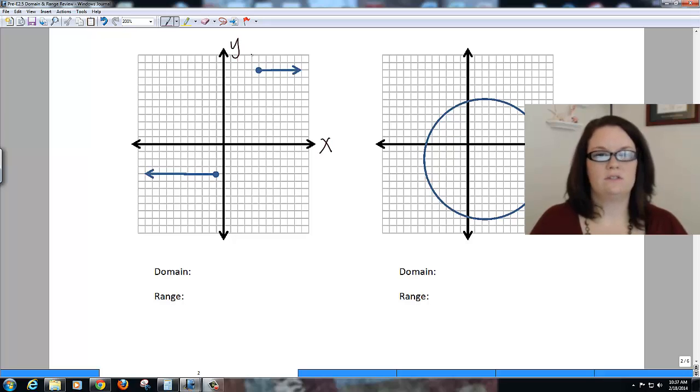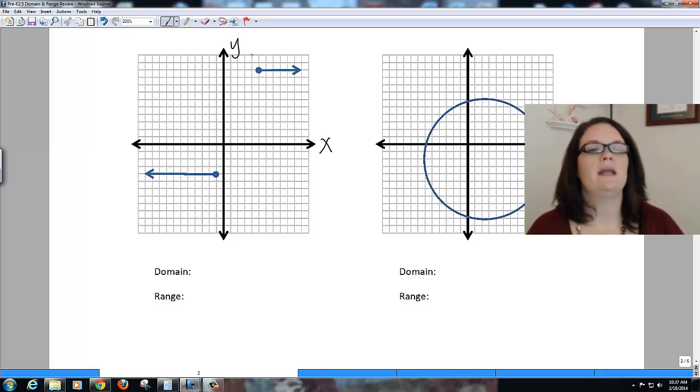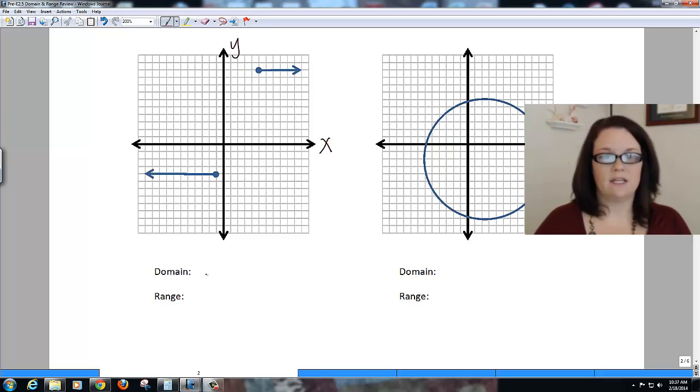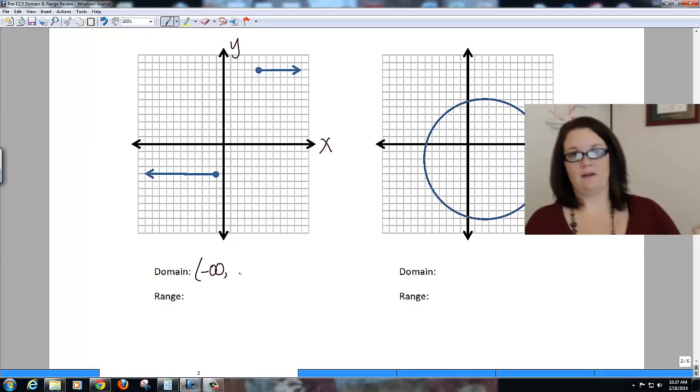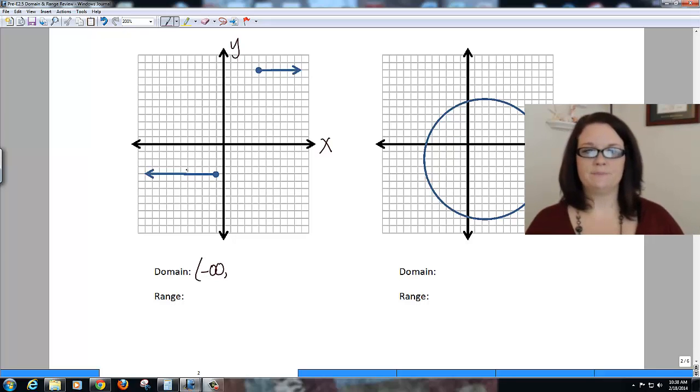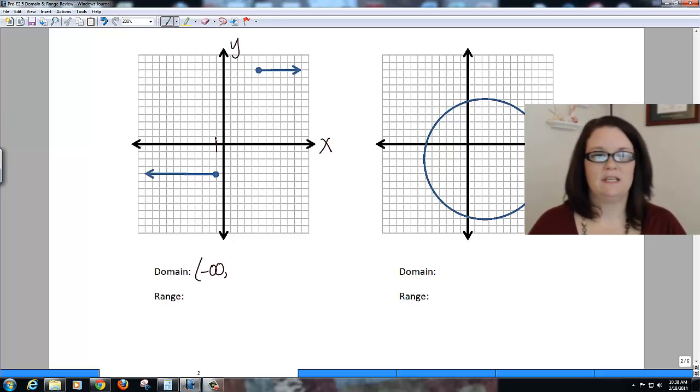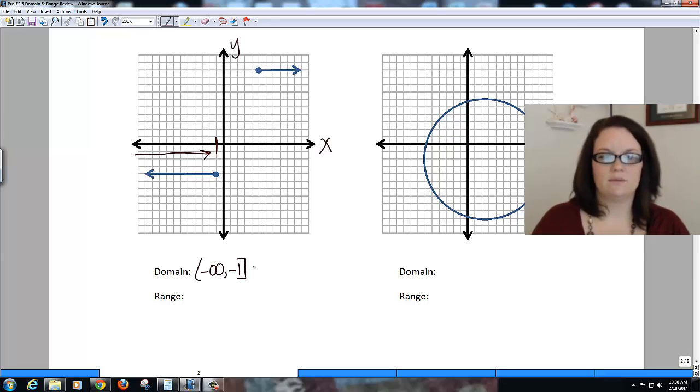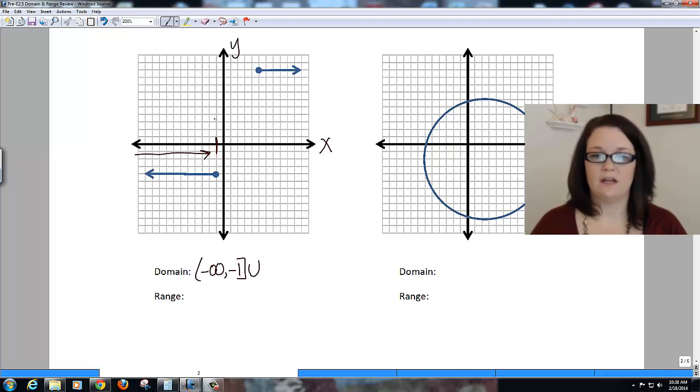All right, so this one's a little bit different. When I look at my x's, I look the furthest to the left. When I look as far left as I can go, this arrow is going to keep going. So I can go from negative infinity to the left. When I start going to the right, notice what happens is I stop at this x value right here. As I come this direction, boom, my graph stops at negative 1. So I'm going to put a negative 1 in with a bracket because there's a closed dot there.